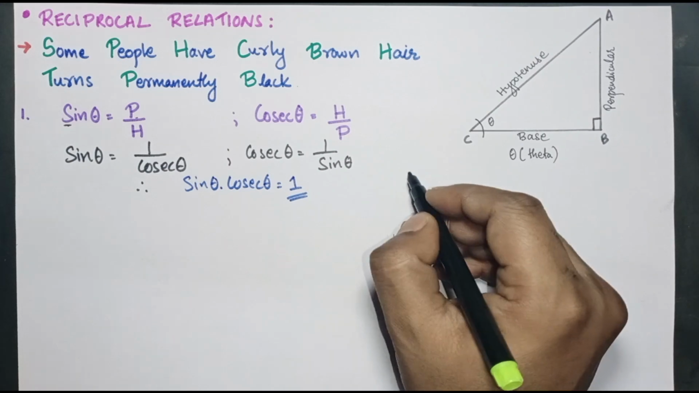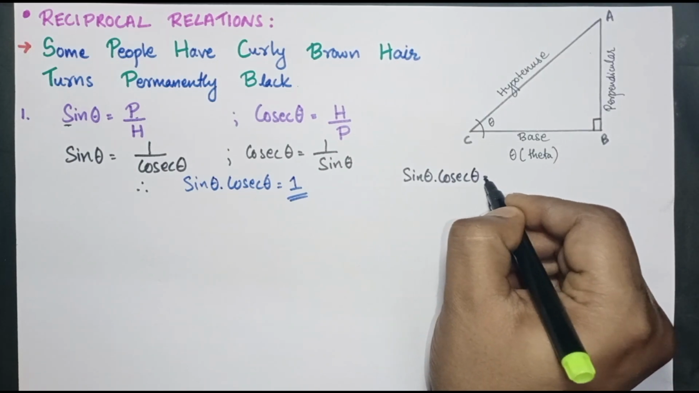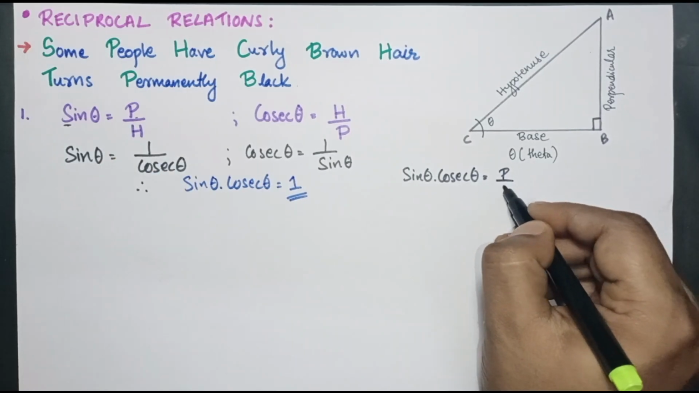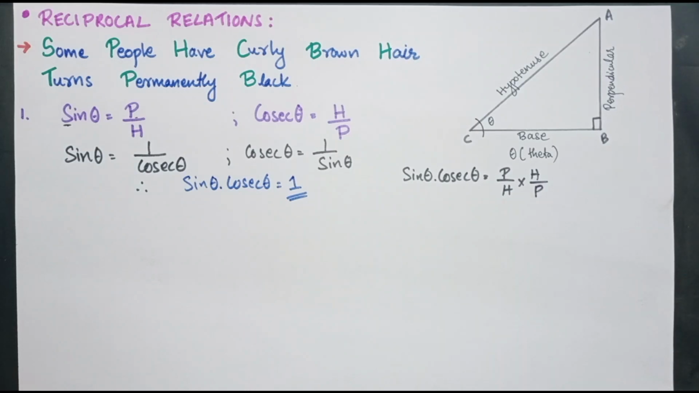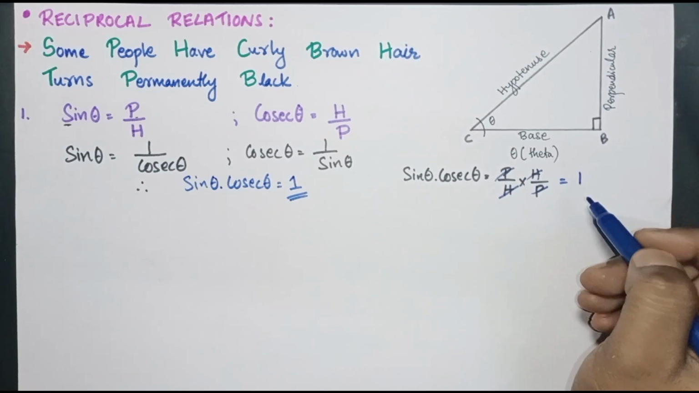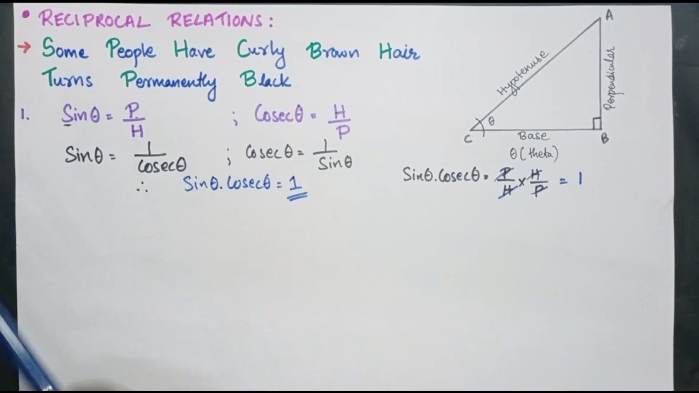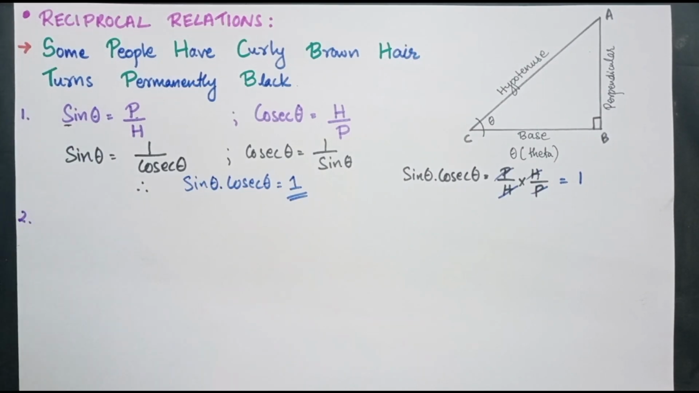I'll show you the proof. Sine theta dot cosec theta. What is sine theta? P by H. And what is my cosec theta? H by P. You can see here H gets cancelled, P gets cancelled. So what did I get finally? 1. So you have to know this formula. This is one of the very important formulas. So it's a relation. Number 2, what can we do?